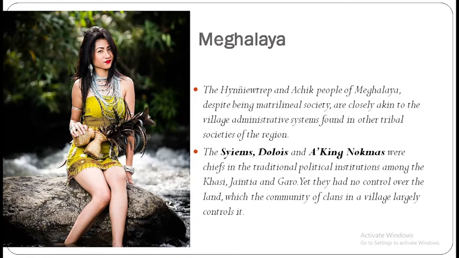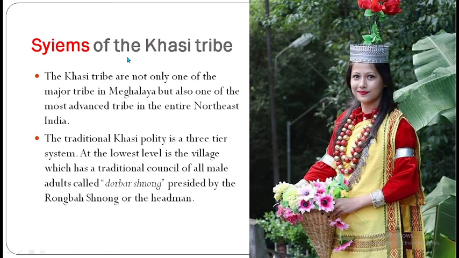Now, let's go back to what happened among the Kuki-Chin Mizo communities. Among the Kuki-Chin Mizo communities, the chief controlled the land, the village, and even the villagers. But in Meghalaya, though they have the chief in the tribe, the chief doesn't own or control the land because the land belongs to the community. The chief cannot do anything over land without the consent of the villagers or his council of ministers or whatever is applicable. Now, Siams of the Khasi tribe.